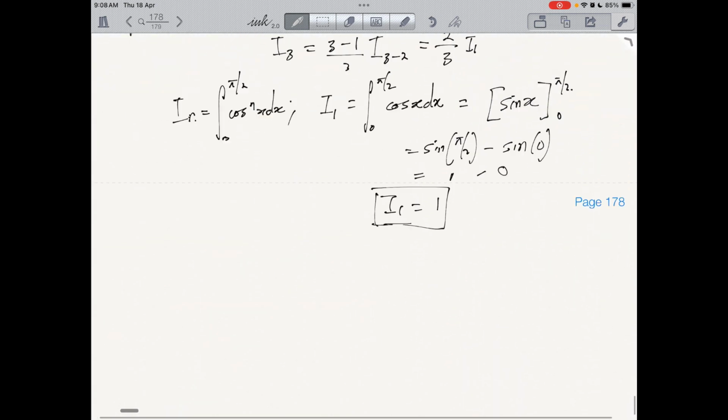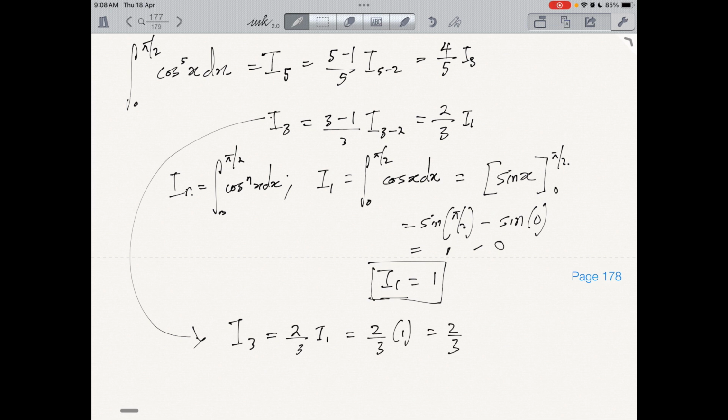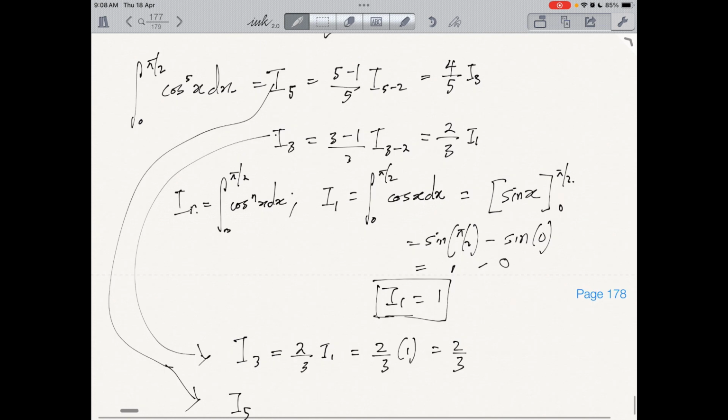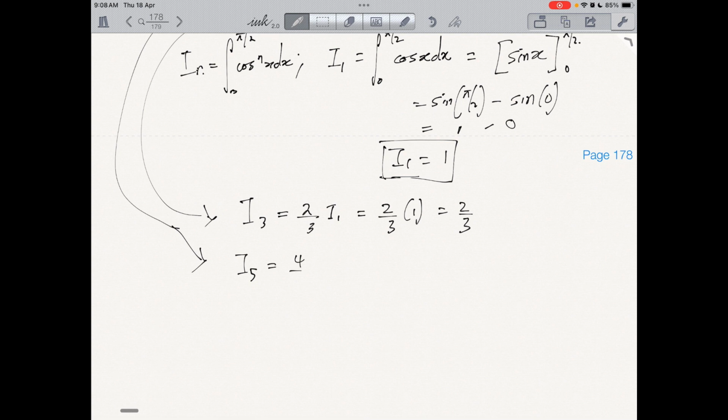So if I1 is equal to 1, let's now evaluate I3. Therefore, I3 now will be equal to 2 over 3 I1, which is 2 over 3 into 1, which is 2 over 3. Then as well, we can also evaluate I5, as I5 is 4 over 5 I3, and 4 over 5 I3 will be 4 over 5 into 2 over 3, and I5 will be what? 8 over 15.